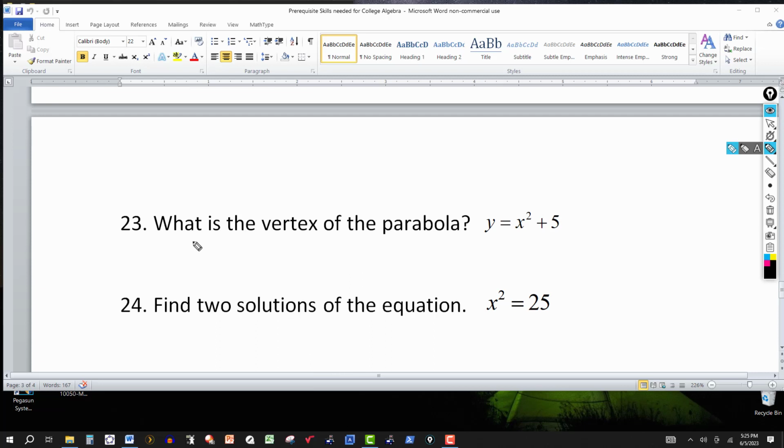Okay, the next one. What is the vertex of the parabola? Parabolas are usually graphs that either open up like this or open down like this. You also have the type when you have the y squared, that's the type that opens sideways like this, to the right or to the left.